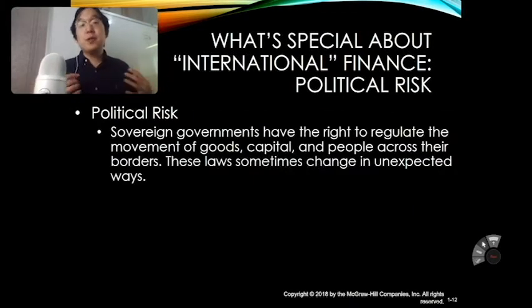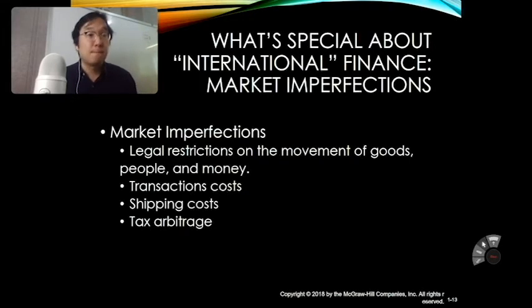So sovereign governments have the right to regulate the movement of goods, capital, and people across their borders. These laws sometimes change in unexpected ways. Outbreaks and all these kinds of things will change the whole system. Okay, macro shock will be there.